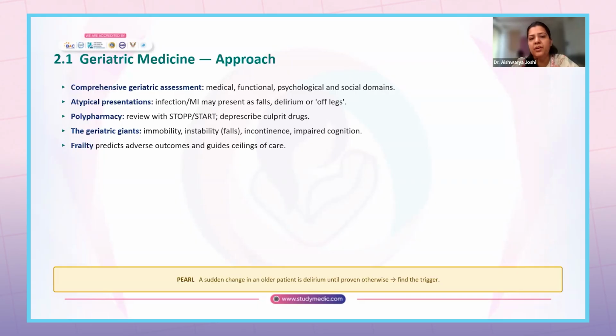Deprescribe the culprit drugs. The geriatric giants, that is immobility, instability, incontinence, impaired cognition. Frailty predicts adverse outcomes and guides ceiling of care. We will understand what this is. Here is a golden rule, very broad statement. A sudden change in an older patient is delirium until proven otherwise.